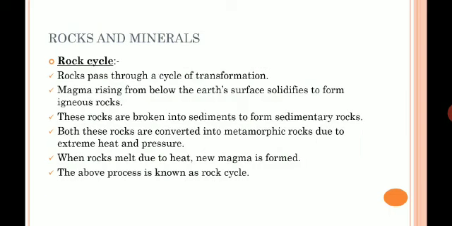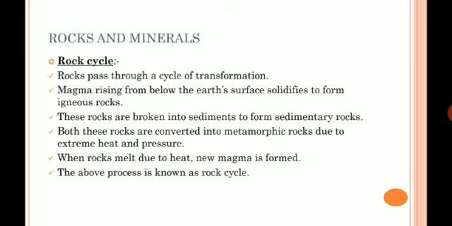Let's move forward. Rock cycle. What is rock cycle? Rock passes through a cycle of transformation, meaning the rock has to pass through a process of transformation or change. Magma rises below the earth's surface and solidifies, meaning it takes solid nature, due to which igneous rock is formed.